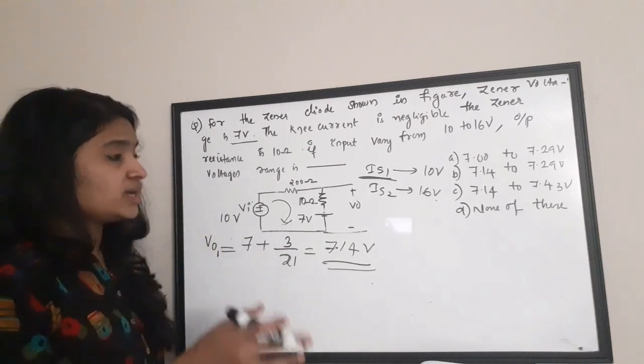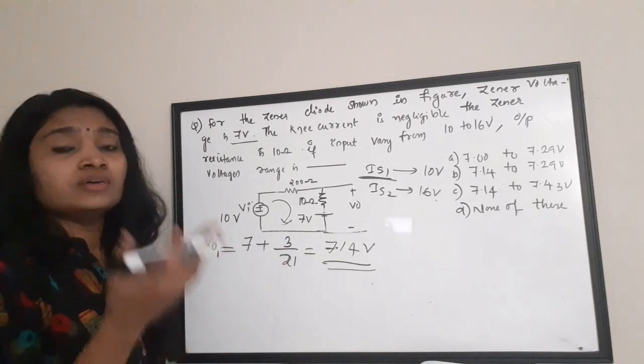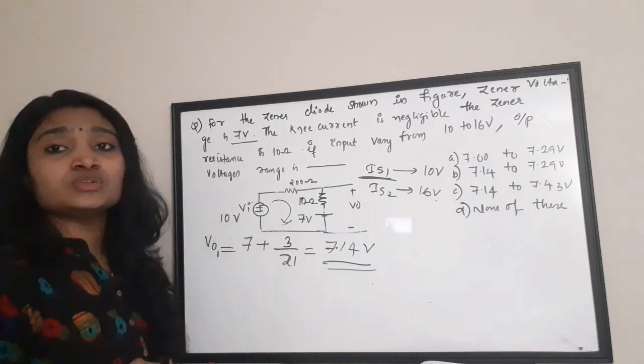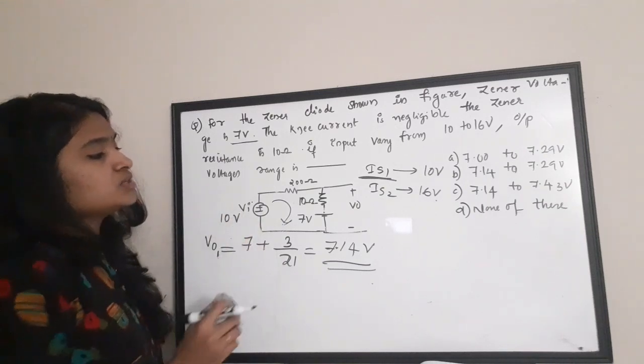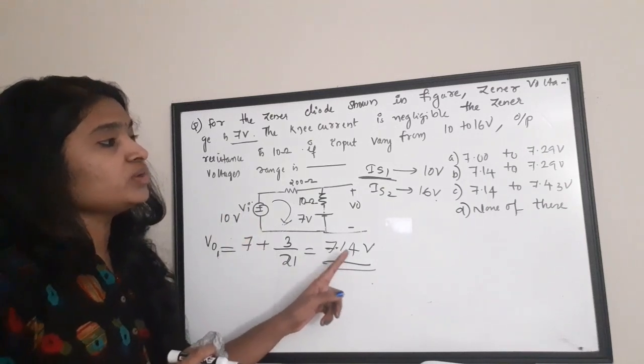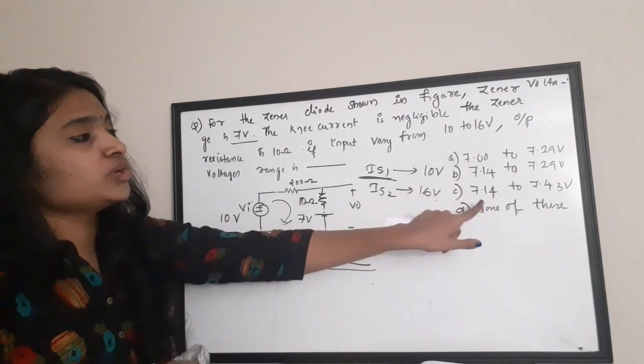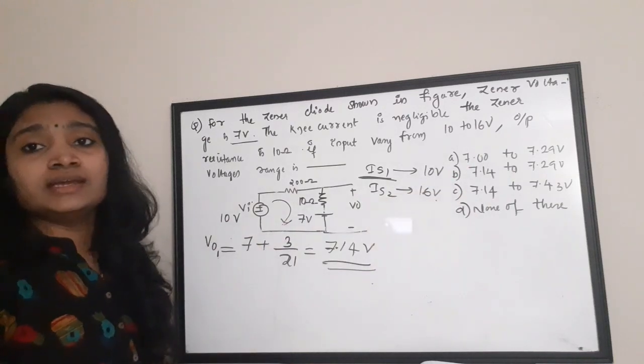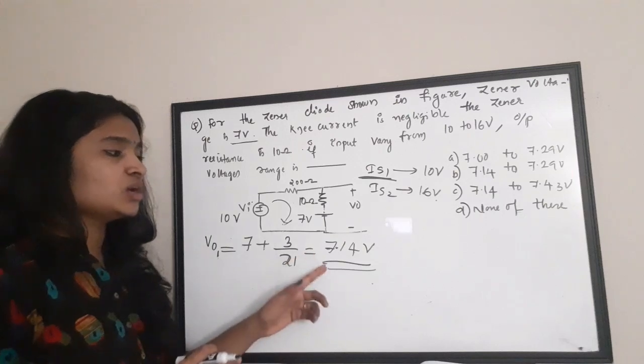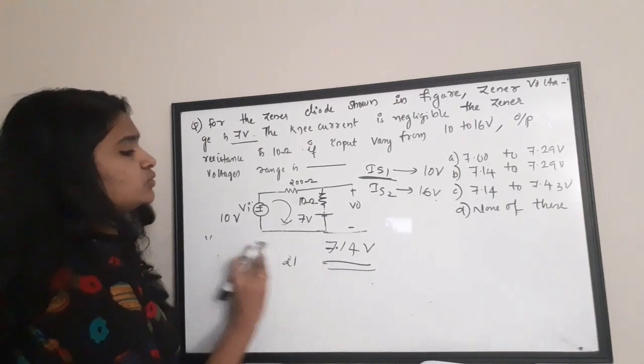Similarly, you have to calculate V out 2 when Vi is equal to 16 volt. The first value is 7.14, but you cannot really answer this question with V out 1 alone. We have to calculate V out 2 also.